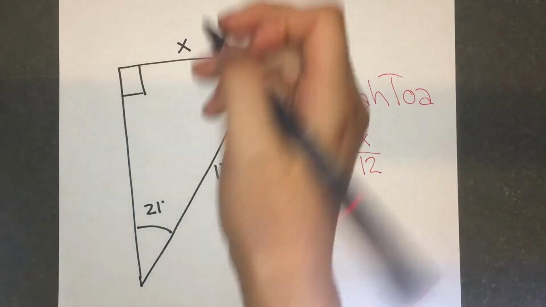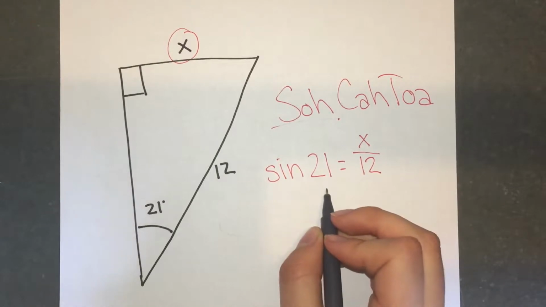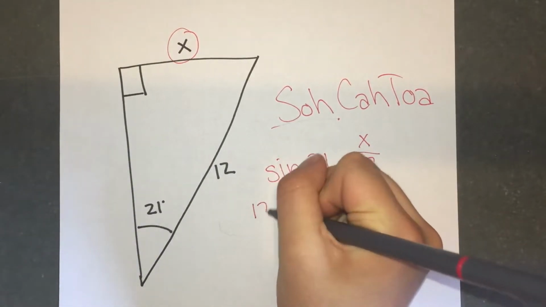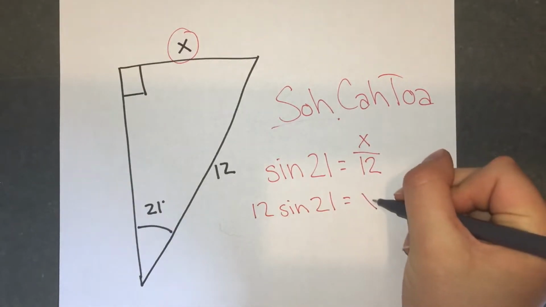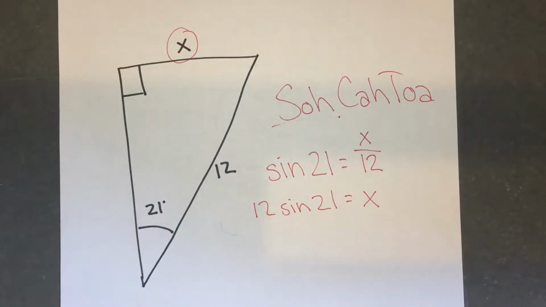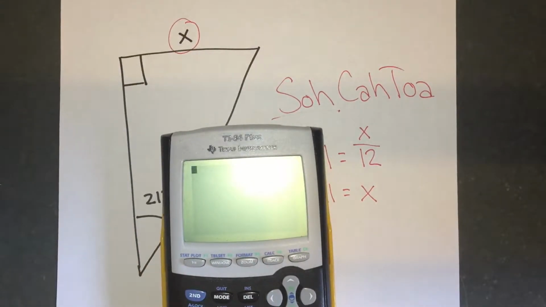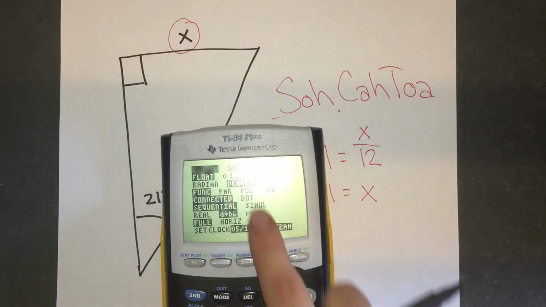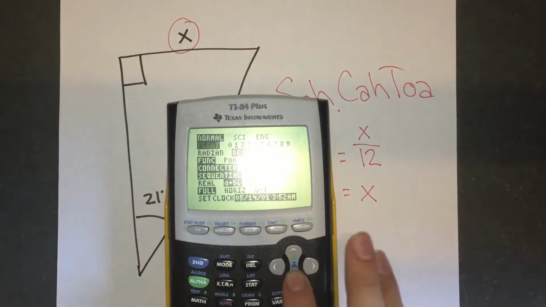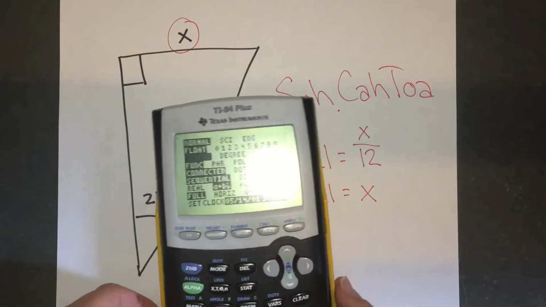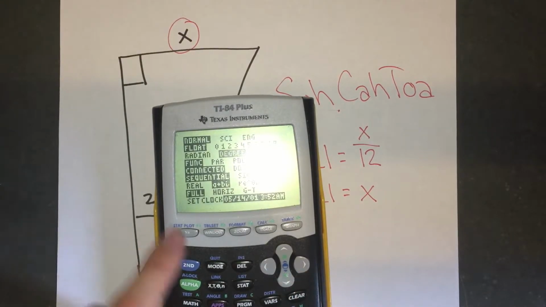In order to find this missing side, all you need to do is multiply sine of 21 by 12. So sine of 21 times 12 equals x. In order to find this answer, you're going to need your calculator. First, you're going to need to make sure that it is in degree mode, which mine is. If it was in radian, it would be flashing on radian, and all you would need to do is go over to degree and hit enter.